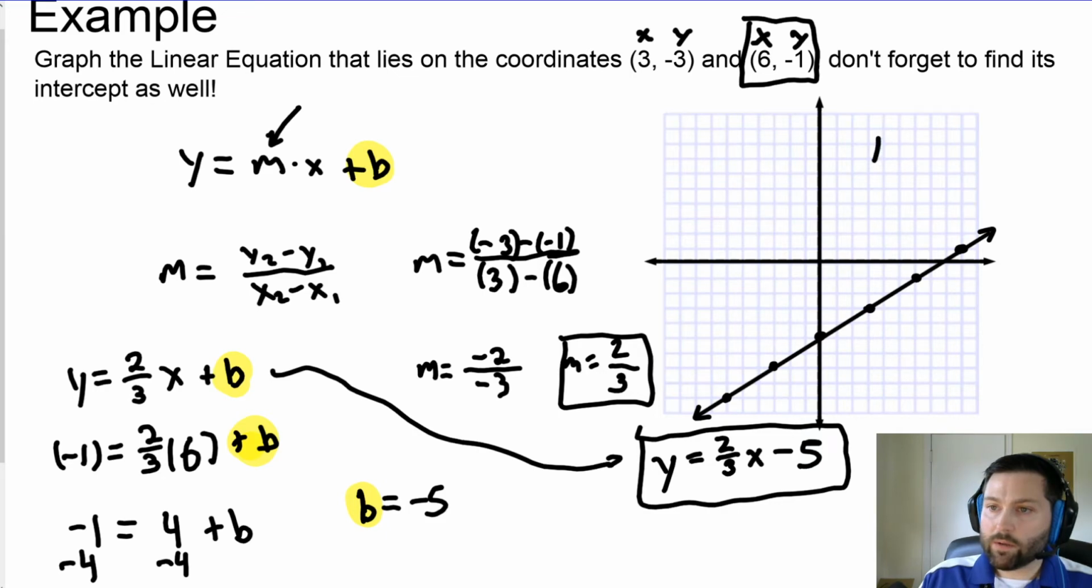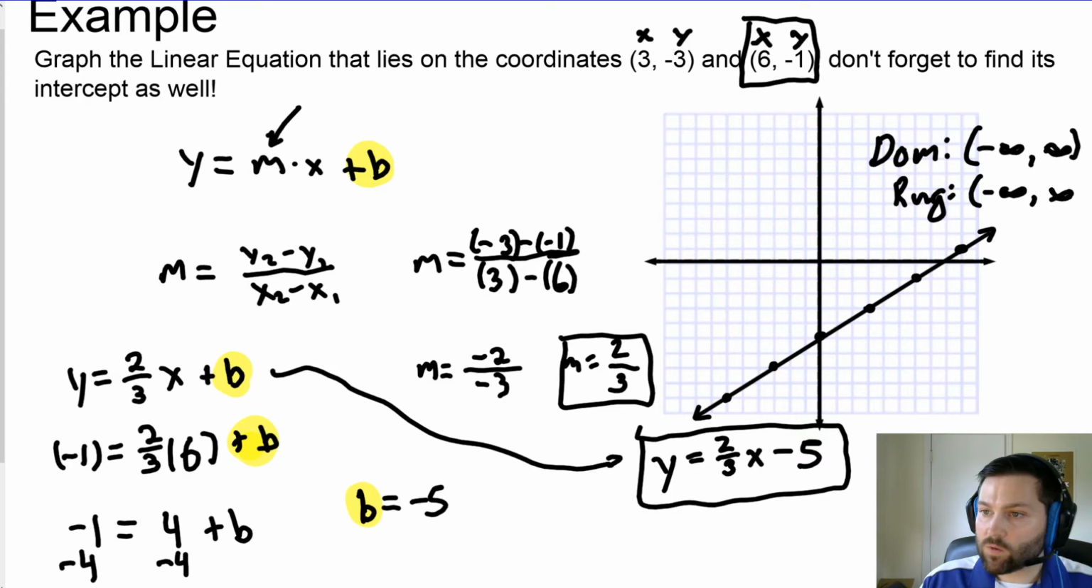So the domain of this is still negative infinity to infinity. And the range is also negative infinity to infinity. And there is that equation. So we're going to move on to the next one.